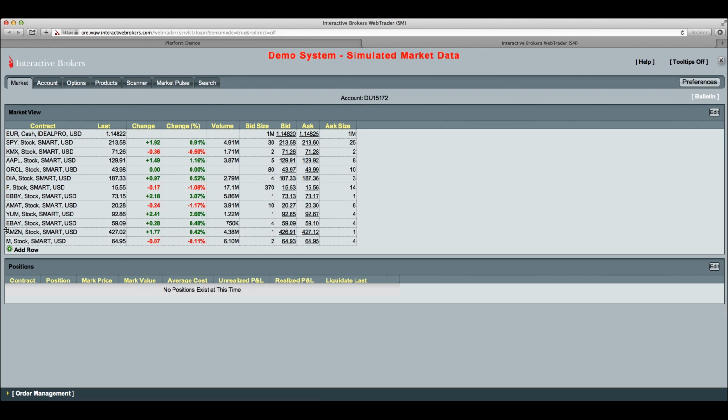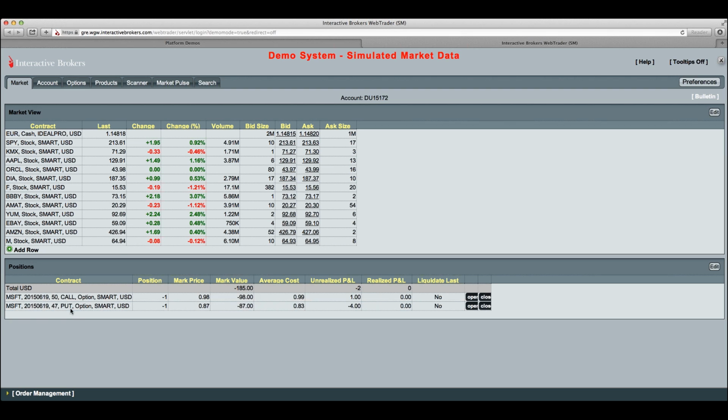So the next thing we do is go and look at our positions. You're going to see the positions being updated. And there we have a short $50 call and a short $47 put. So that's what a short strangle is. And basically we would want Microsoft to trade between $47 and $50. That's why that trade is placed. Let's get to a real life example that we did in our own account with IBM.